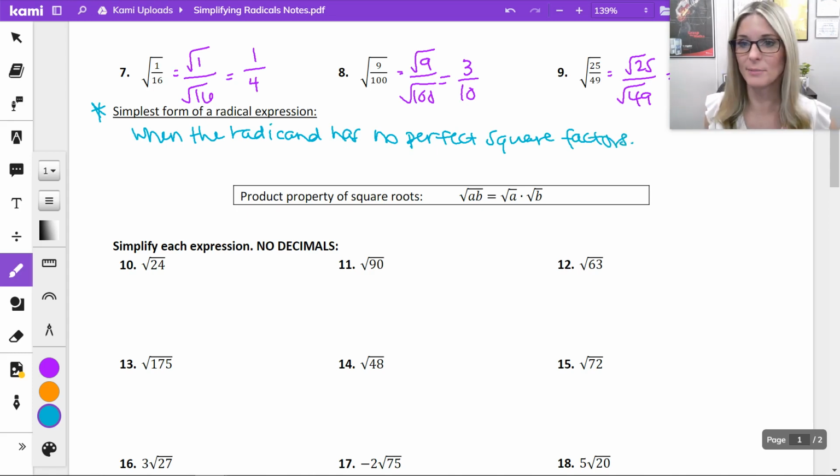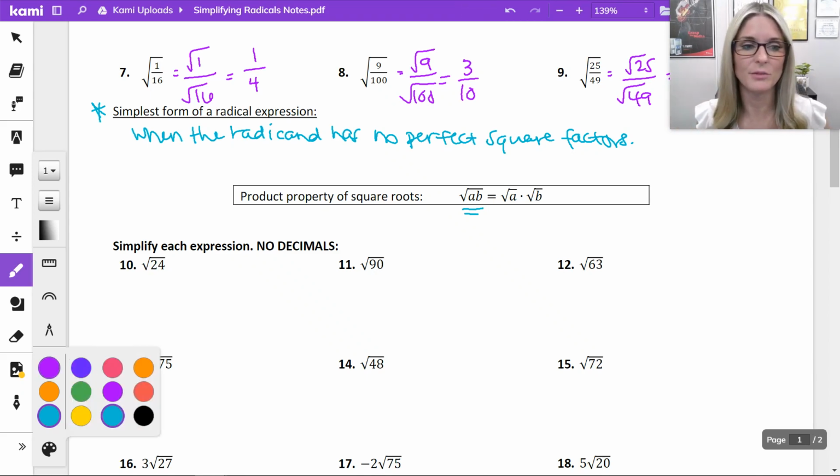In the process of simplifying, we are going to break down that radicand number inside the radical using the product property of square roots. If the square root of a times b, I can rewrite it as the square root of a times the square root of b. I can separate them, kind of like we were doing with the fractions above.